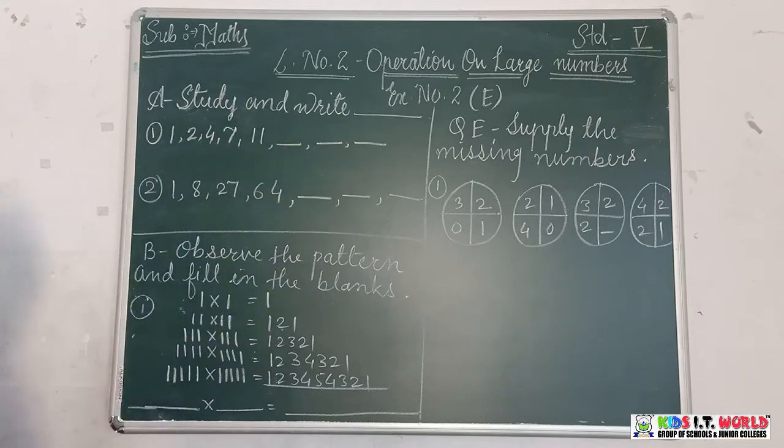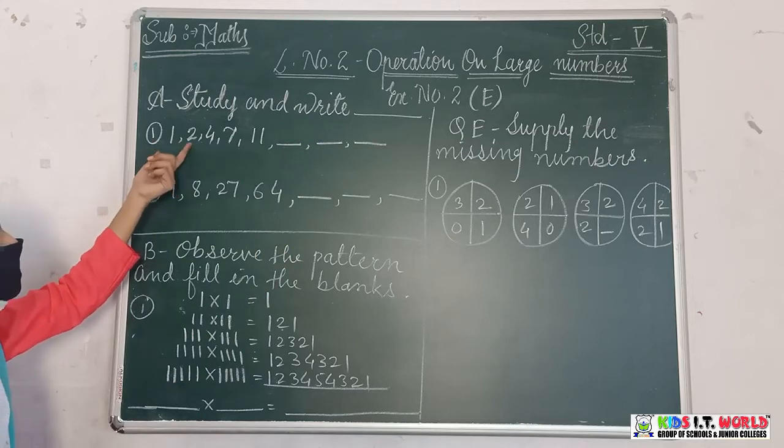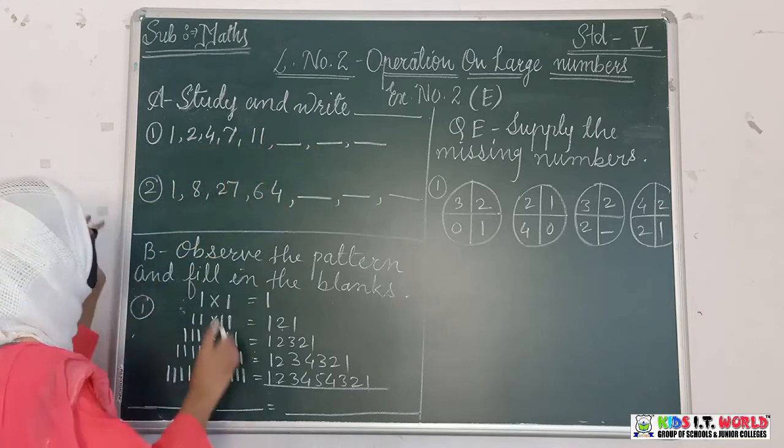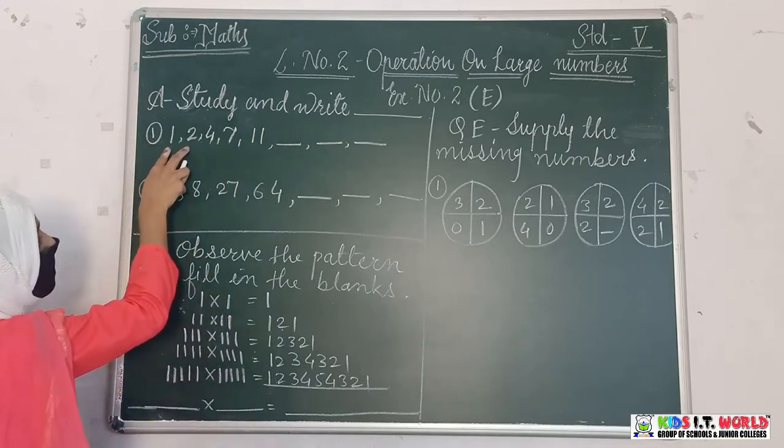So observe this pattern first of all. The first pattern is 1, 2, 4, 7 and 11. So what will come after the 11? First of all, observe or see the difference between these two.